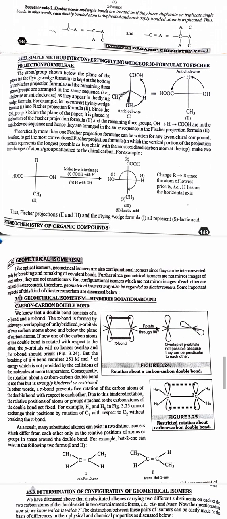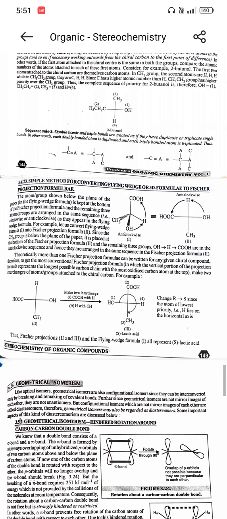Projection formulae. The atom or group shown below the plane of the paper is kept at the bottom of the Fischer projection formula, and the remaining three atoms are arranged in the same sequence, clockwise or anticlockwise, as they appear in the flying wedge formula.